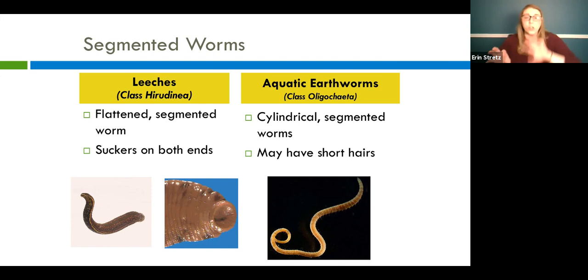You'll tend to see them move around in the tray. So they'll attach their sucker to one end and they'll stretch their body really, really long across the tray and attach that sucker and then release. And that's how they kind of move around the tray. And that movement is helpful really for us to identify the leeches when they are alive.